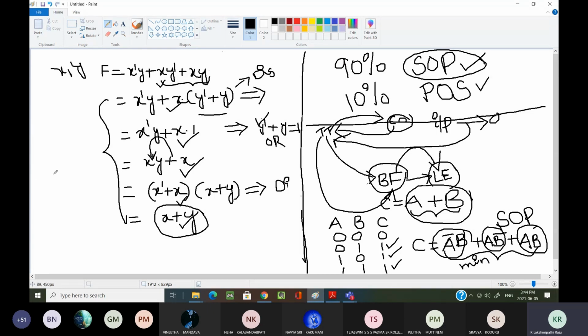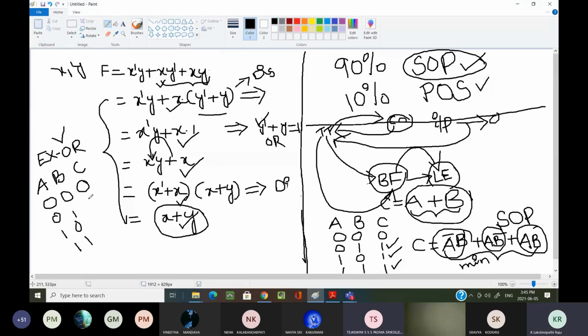Not only the OR gate. Suppose you consider the XOR gate. Now I am drawing the XOR gate truth table. A and B are my inputs, C is my output. Four combinations: 0 0, 0 1, 1 0, 1 1. Tell me the output. For XOR, the output here is 0, here 1, here 1, here 0. Now, what is the logical expression?